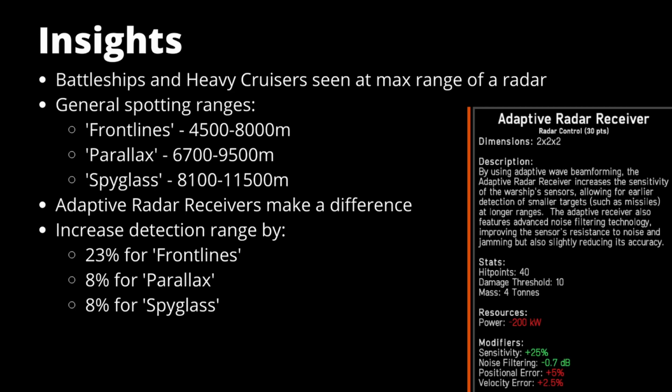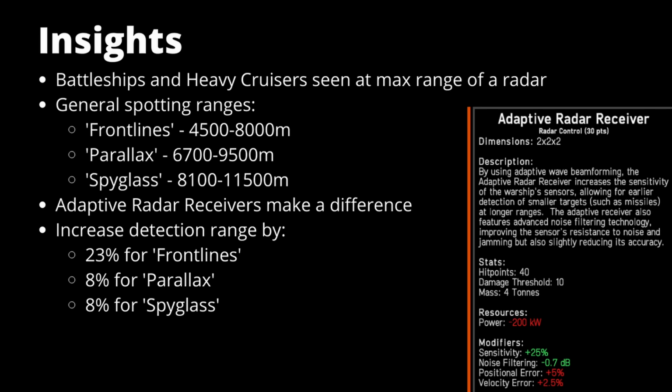So just a bit of an analysis at the end now that we've got all the different ranges. One thing is that the battleships and the heavy cruisers, you're likely to see them at the max range of your radar, regardless of what radar type you take. So it's definitely worth taking either a Parallax or a Spyglass to provide that further detection range, so you can see these types as far as possible, particularly for things such as rail battleships or rail destroyers, or basically anything with rails that you really want to detect as far out as possible.